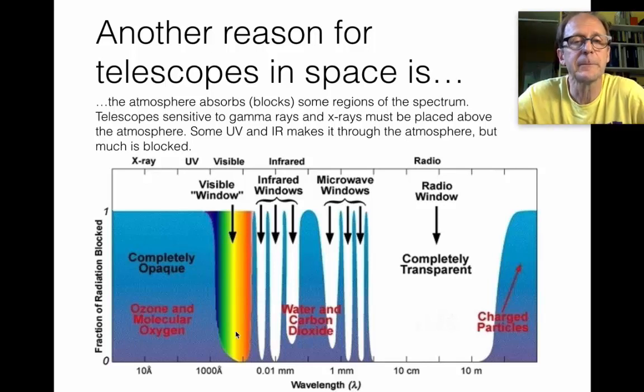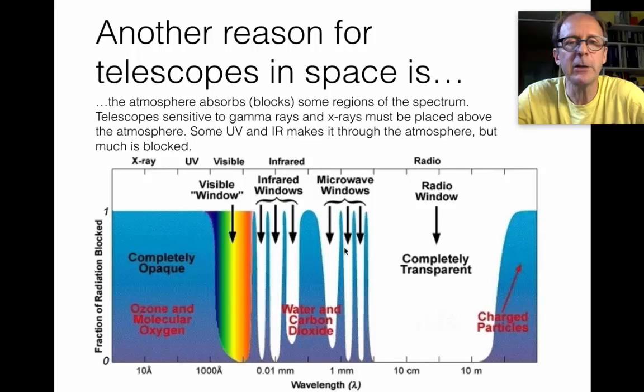Visible light does make it through the atmosphere. Some gets absorbed, but most of it makes it through. Infrared is complicated. There are parts of the infrared spectrum, colors of infrared, to use that word, that are completely blocked, and there are other colors of infrared that make it through. So we call these infrared windows.